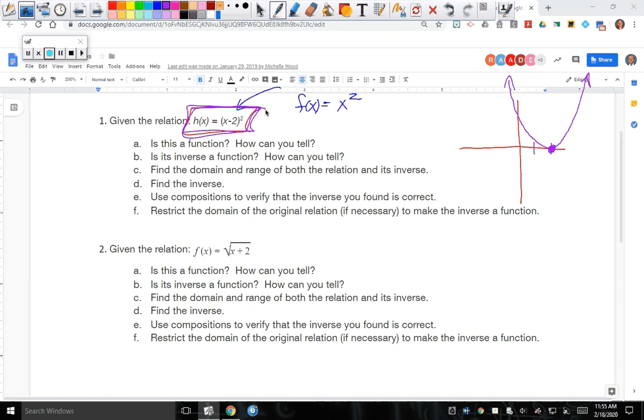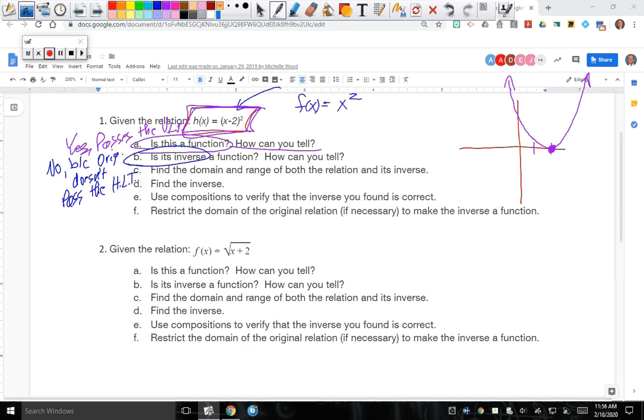Okay? Guys, is this a function, yes or no? Yes, why? Yep, passes the vertical line test. Okay, so if you were to ask yourself, is the inverse a function, what should be the answer to that right now? No, it's not. No, because why? Because the original doesn't pass the horizontal line test.